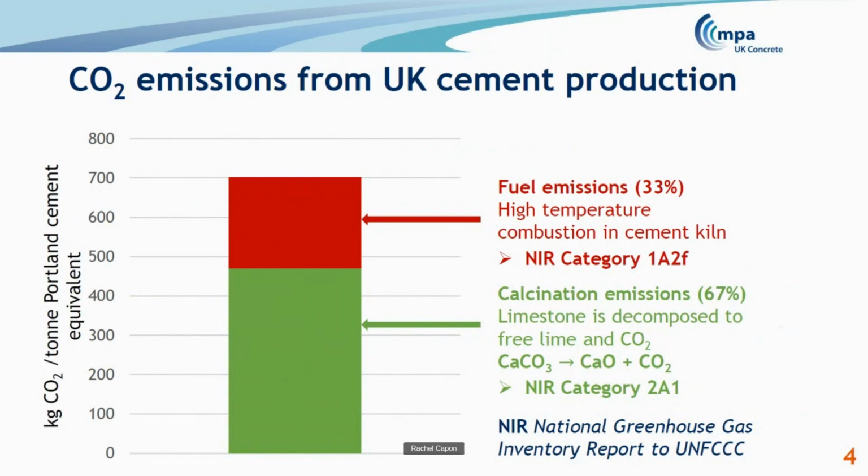Just a point to mention here, so we heard in the previous presentation the figure of cement and concrete being 5 to 8% of global emissions. In the UK, cement production is actually only 1.47% of the total UK emissions, so it is a much lower percentage of total emissions, which is partly because we have a mature market and lower demand than in other parts of the world.